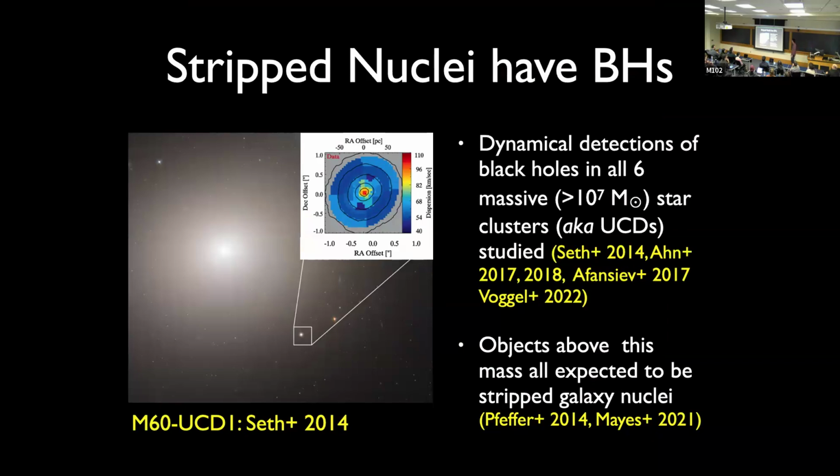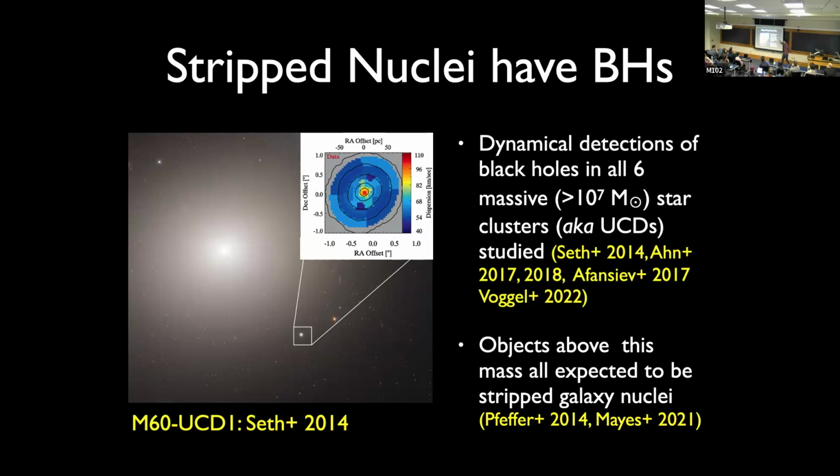So that object I just showed you was M60-UCD1, which was the first one that we found a dynamical black hole mass in. You can see here, this is kinematic data from Gemini of that object, and you see this very sharp dispersion peak at the center that's indicative of a massive object making the motions of the stars really fast there, just like in the center of our own Milky Way. This thing actually has a 20 million solar mass black hole in it, even though it's about a 100 million solar mass cluster. So something like 15% of the total mass of the object is in this black hole. So it's very unique in that way.